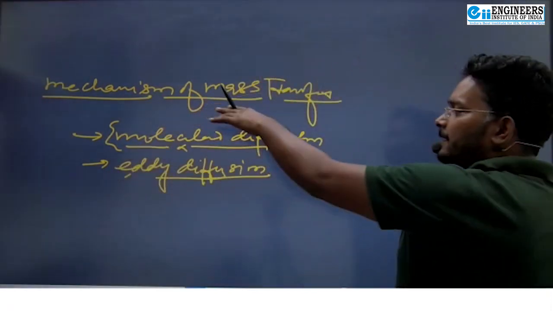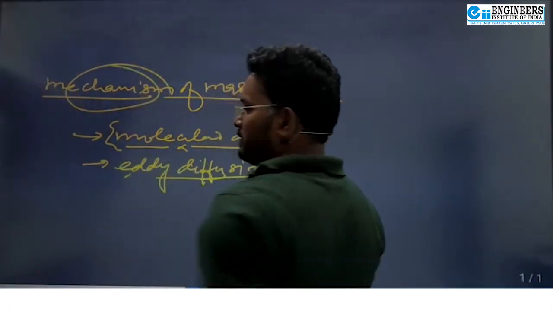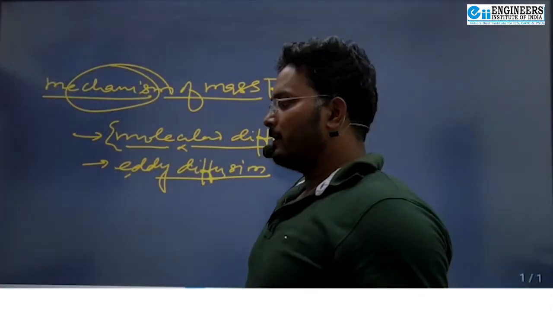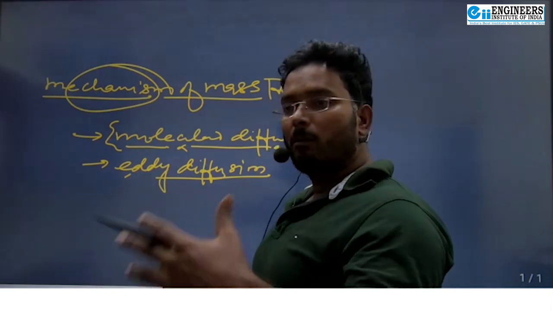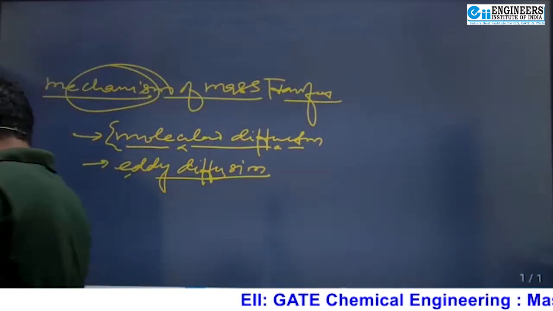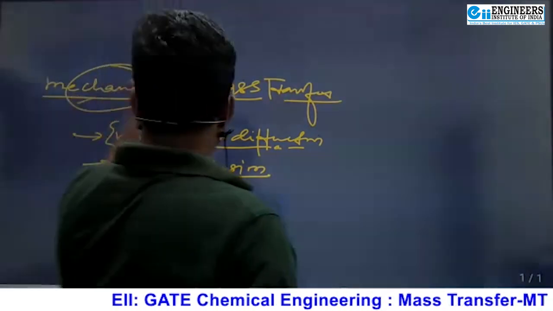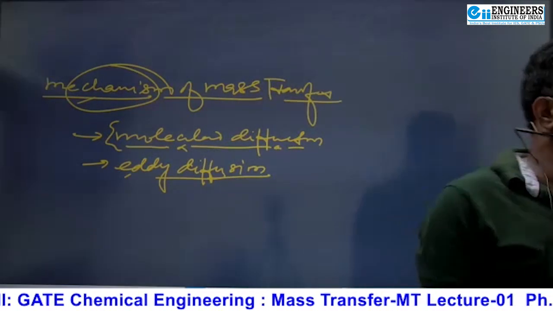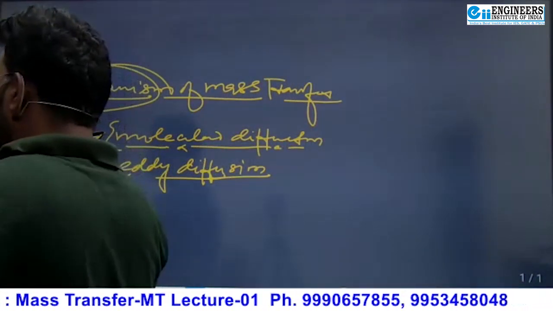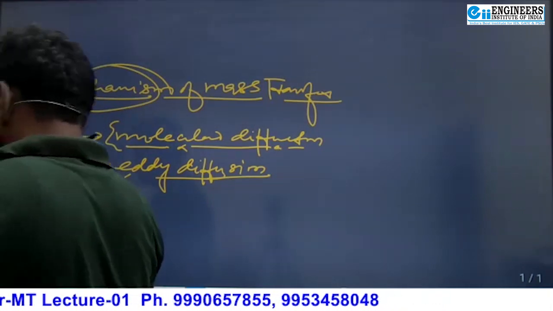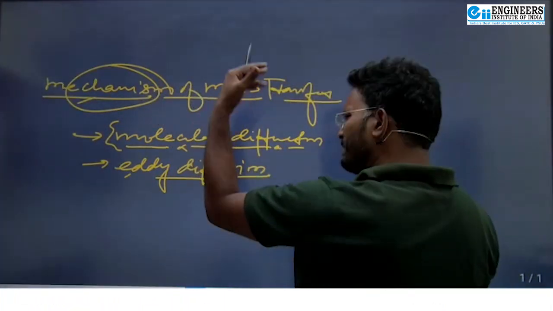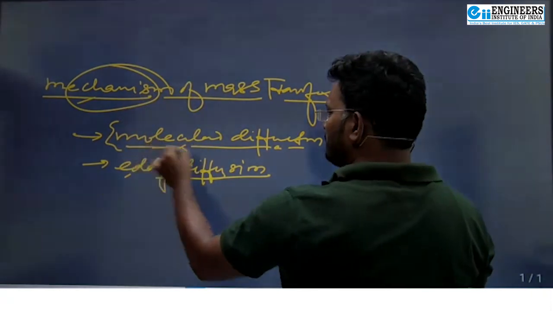Now, the mechanism is how the mass is going to transfer. Just like in heat transfer, three mechanisms are there: conduction, convection, and radiation. Conduction heat transfer was just because of molecular phenomena. Molecular diffusion. Mechanism is how the mass is transferring. What are the different mechanisms for the mass to be transferred, or modes of mass transfer, you can say, or sometimes types of mass transfer, sometimes mechanism also. So first is called molecular diffusion.